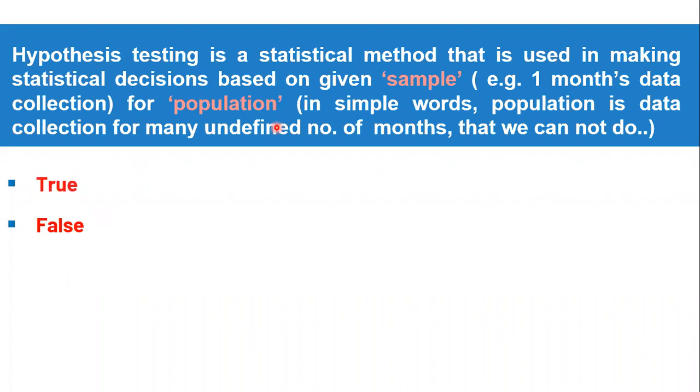Next question. Hypothesis testing is a statistical method that is used in making statistical decisions based on a given sample for the population. True or false? And the answer is true. Hypothesis testing provides the power that we can make a decision based on a sample for that of the population, as we cannot work on the full population. That's the power hypothesis testing provides to us.